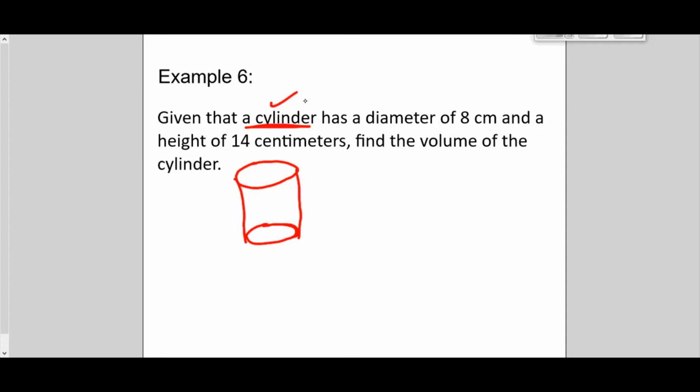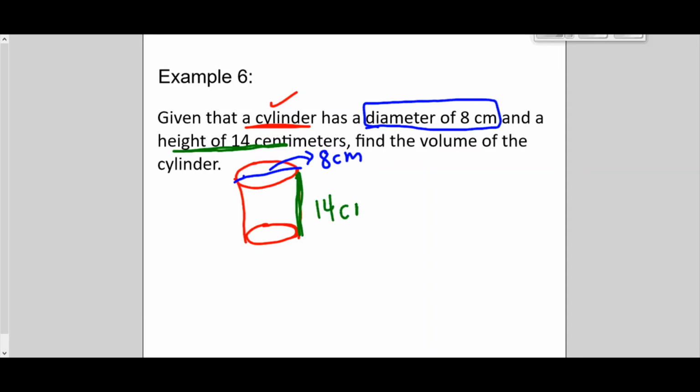So we have a cylinder. The cylinder has a diameter of 8 centimeters. This is very important. It's a diameter. Remember, the diameter goes all the way across the circle. So that is 8 centimeters. The height of the cylinder is 14 centimeters. Remember, that's the distance between the two circles that we drew. That's the length of this line here that I'm highlighting in green. This length is 14 centimeters.